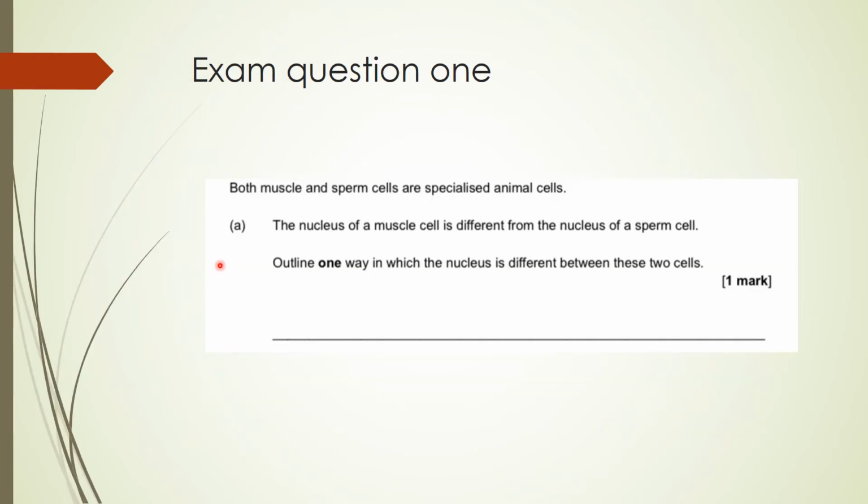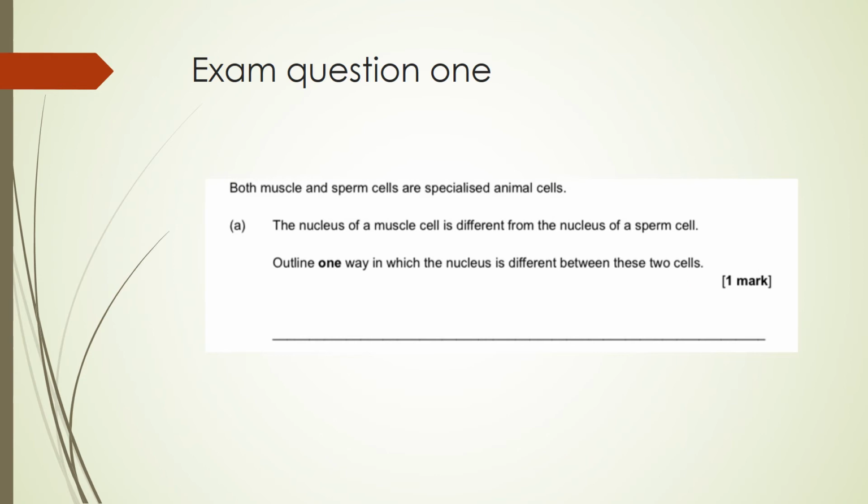Okay, I'm going to end with some exam style questions. Both muscle and sperm cells are specialised animal cells. The nucleus of a muscle cell is different from the nucleus of a sperm cell. Outline one way in which the nucleus is different between these two cells. This is 1 mark. Okay, pause the video.